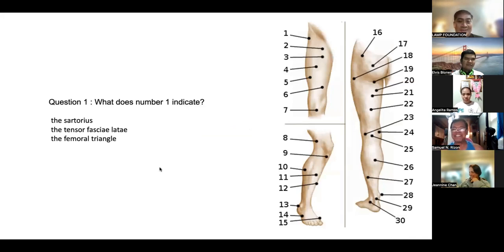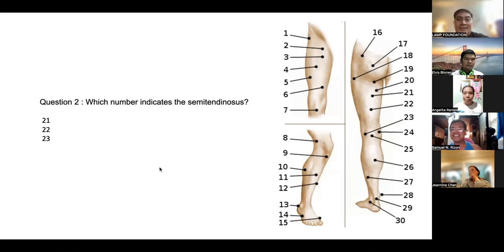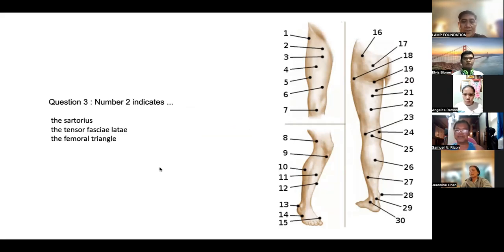Okay, what does number 1 indicate? Number 1 is tensor fasciae latae. Okay. Which number indicates a semitendinosus? Semitendinosus is number 21. Okay. Number 2 indicates? That's the femoral triangle. Great. I want you to understand bakit yan tinawag na femoral triangle. And I think you know the answer.